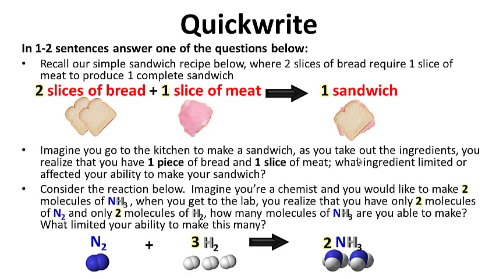Now consider the reaction below. Imagine you're a chemist and you'd like to make 2 molecules of ammonia. When you get to the lab, you realize that you have only 2 molecules of N2, nitrogen, and only 2 molecules of H2. How many molecules of ammonia are you able to make? What limited your ability to make this many? Go ahead and pause this while you do your quick write. I'm going to move on.